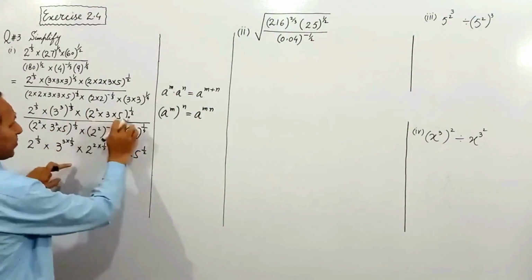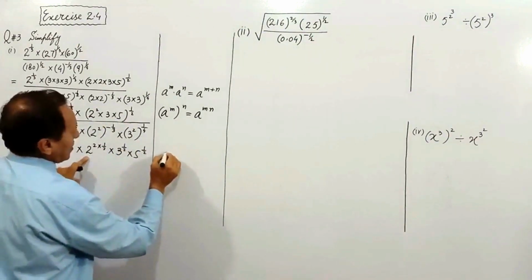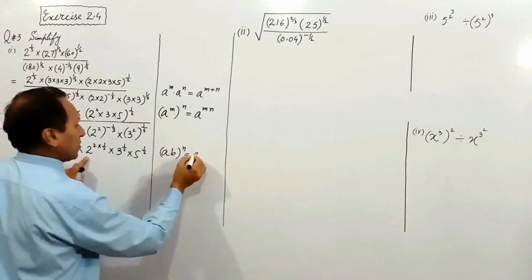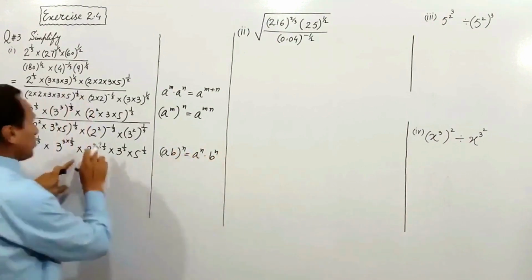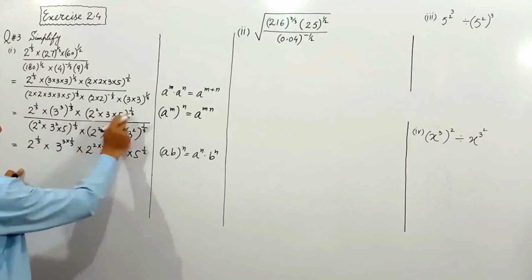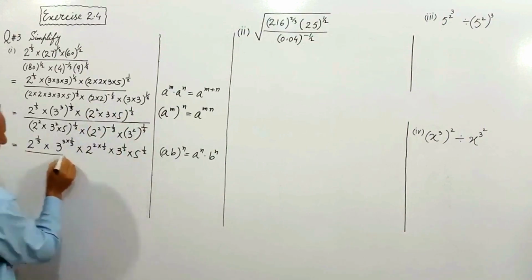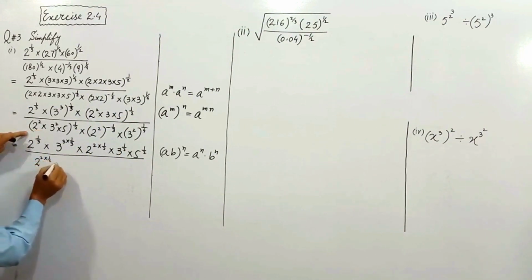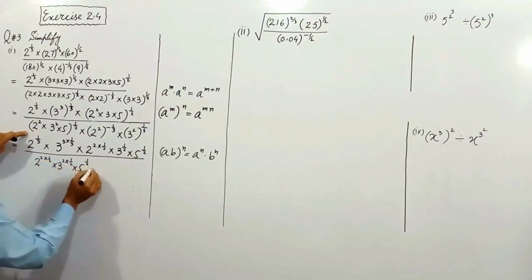In that part, we apply law of power of product. That is AB whole power n, mean product having common power, that becomes a raised to power n multiply b raised to power n. And we do the same over here. 2 raised to power 2 multiply 1 over 2, 3 raised to power 1 over 2 and 5 raised to power 1 over 2. In the denominator, we again apply law of power product. So 2 raised to power 2 multiply 1 over 2, 3 raised to power 2 multiply 1 over 2, 5 raised to power 1 over 2.